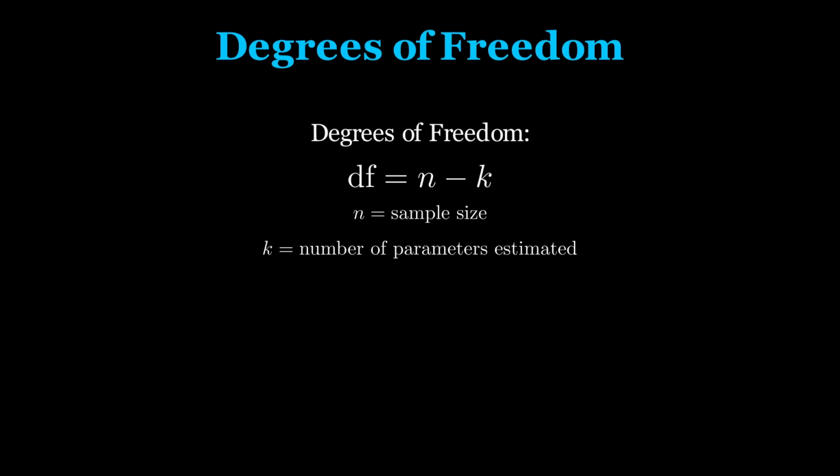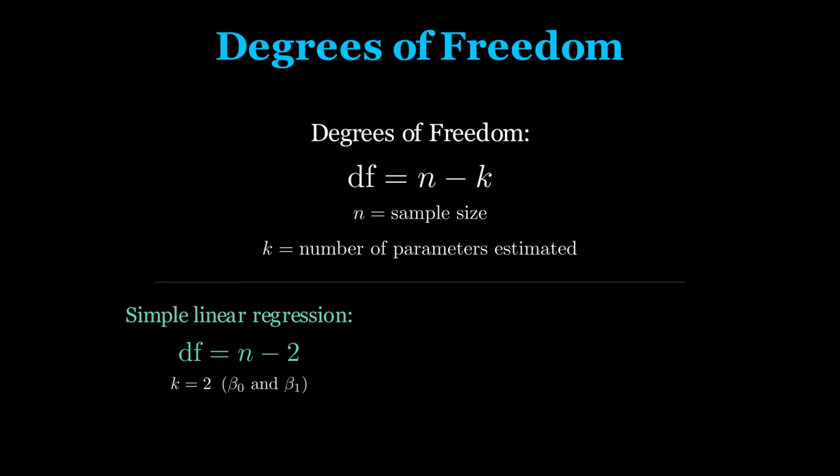To find the correct critical value from the t-distribution table, we need two things: the significance level, alpha, and the degrees of freedom. The degrees of freedom equals n minus k, where n is the sample size and k is the number of parameters being estimated. For simple linear regression, we estimate two parameters, the intercept, beta 0, and the slope, beta 1. So k equals 2, and the degrees of freedom are n minus 2.